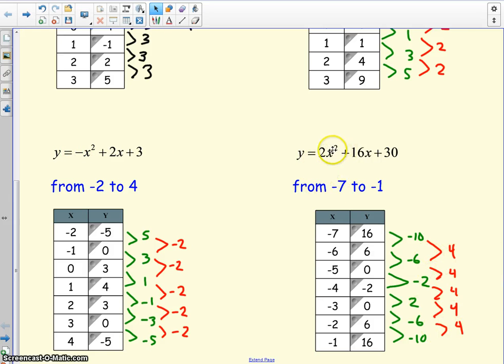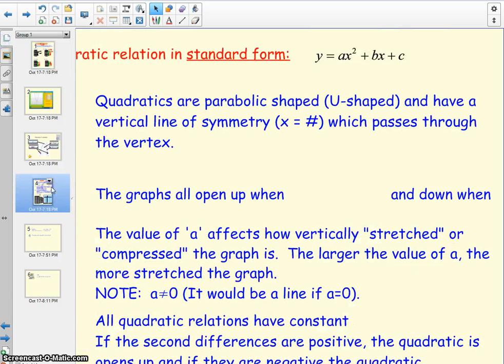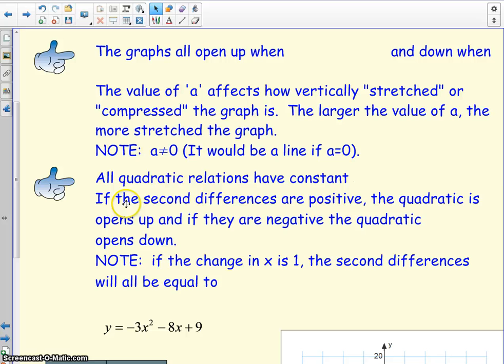And since the a value determines your direction of opening, again, the sign of your second differences tells you the a value, also tells you the direction of opening. Okay, so let's keep that in mind. So if the second differences are positive, the quadratic opens up because the a value is positive, and if the second differences are negative, the quadratic opens down because, again, the a value is negative.